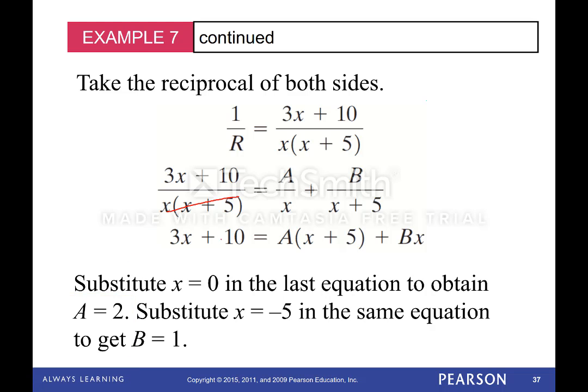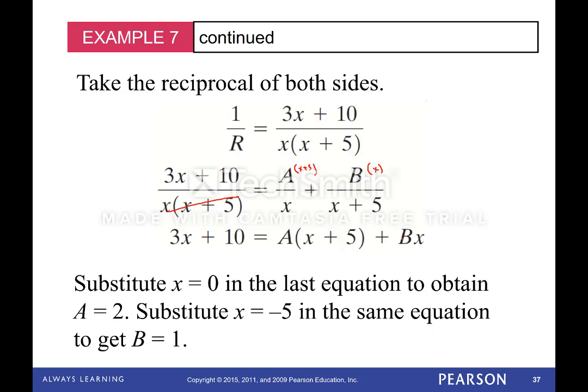So that goes away, leaving us the numerator. This one will just be a multiplier of x plus 5. This will just be a multiplier of x. And that's what we have here. And then they're doing it the quick way here. This is from the textbook. This is just the example.